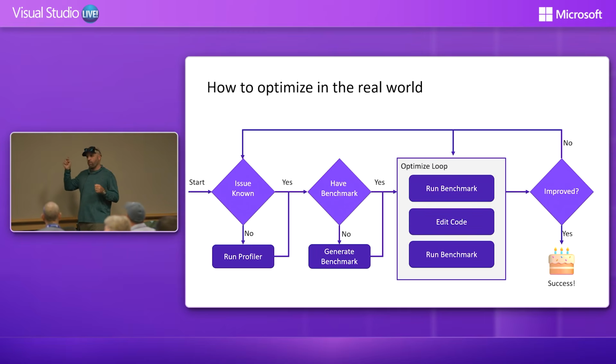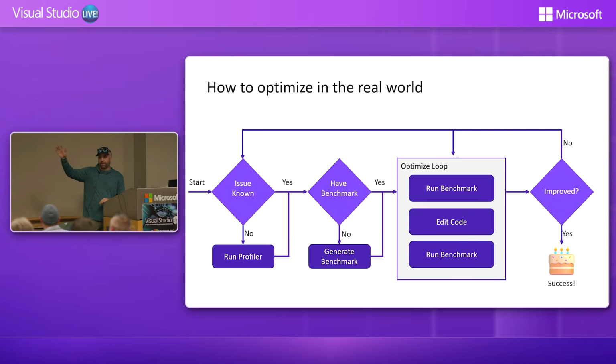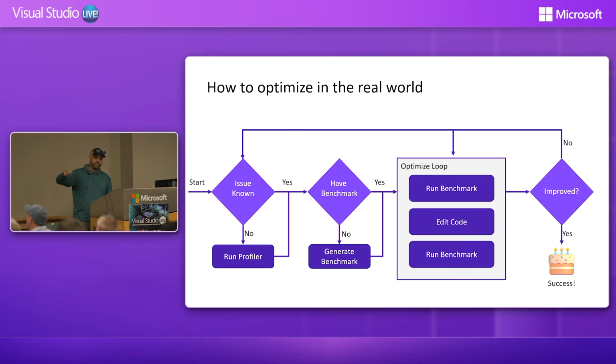And this is where the whole measure twice, optimize once comes. You make a measurement, you get your baseline, then you edit your code, and the next thing you do is you run it again and you validate. Did I improve things? Did I make them worse? And if you improve things, cool. Success, celebrate, eat some cake. If you didn't, then you go back to the optimization loop, or you go all the way back to the beginning. Let's figure out what to do.